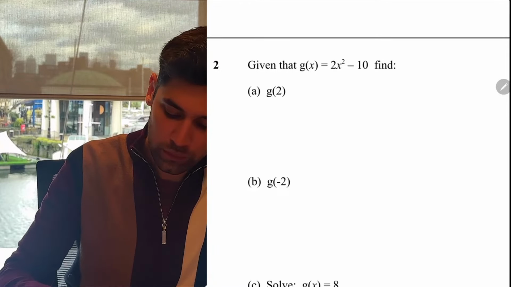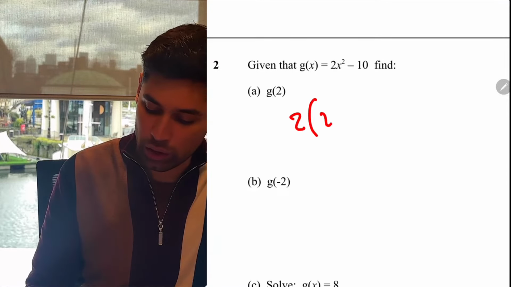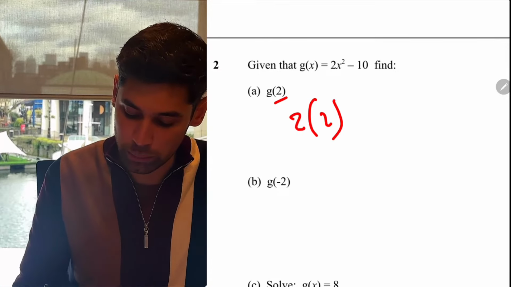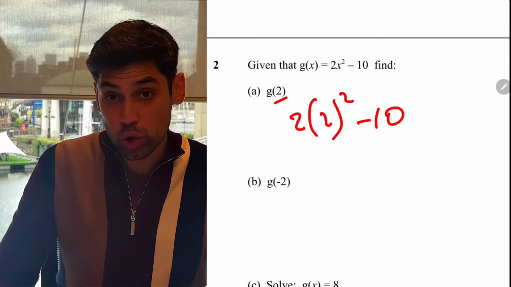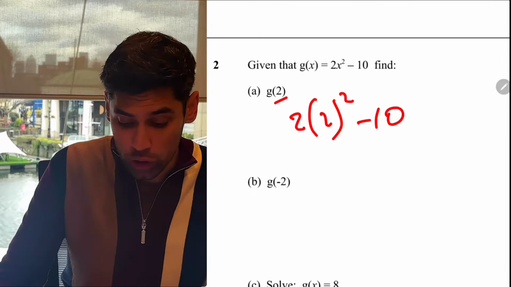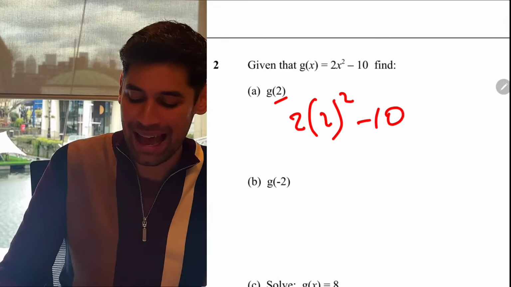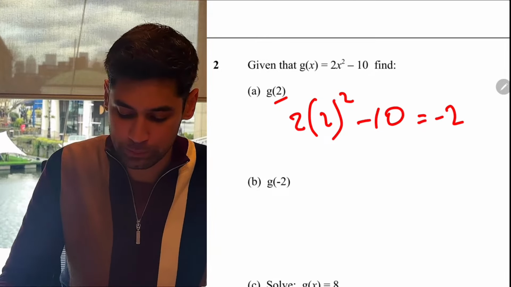There we go. 2 in brackets, that's the substitution that we're putting in, squared, minus 10. By maths, we do the 2 squared first to create 4, times that by 2 to create 8. 8 minus 10 equals minus 2.